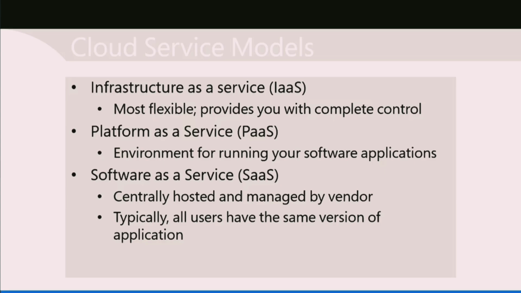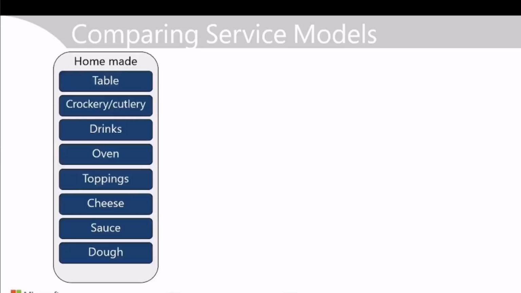And typically all you need to worry about is the user access to that information through the internet and the information itself. So it's pretty important that we understand the difference between these various service models. So I'm going to take an everyday example to try to compare and contrast. Let's imagine you want pizza for your tea. So you start off by going down the homemade route.